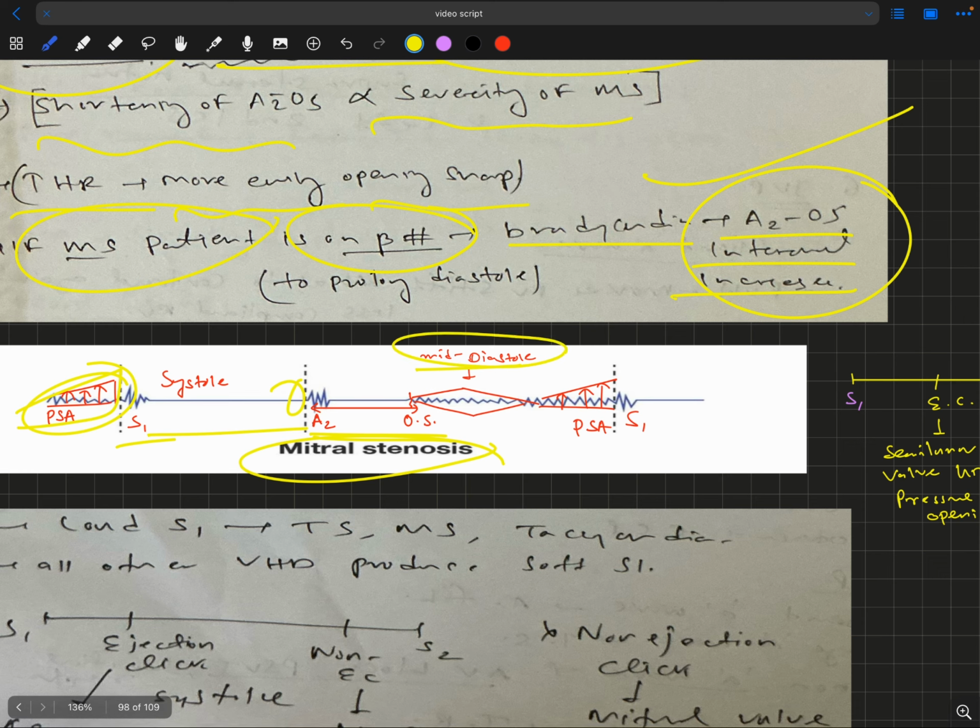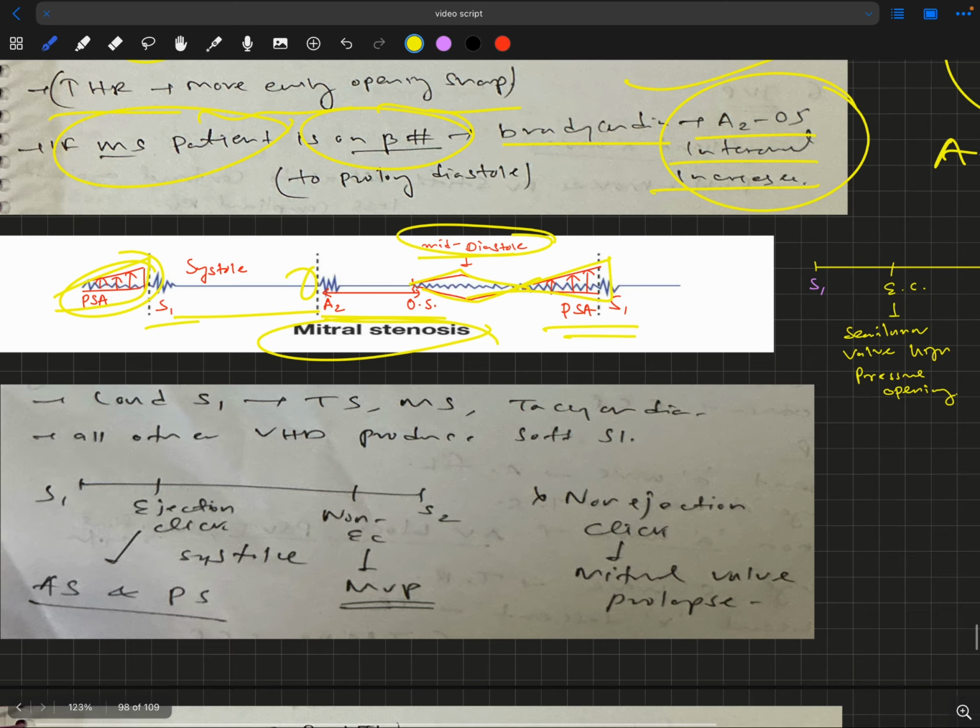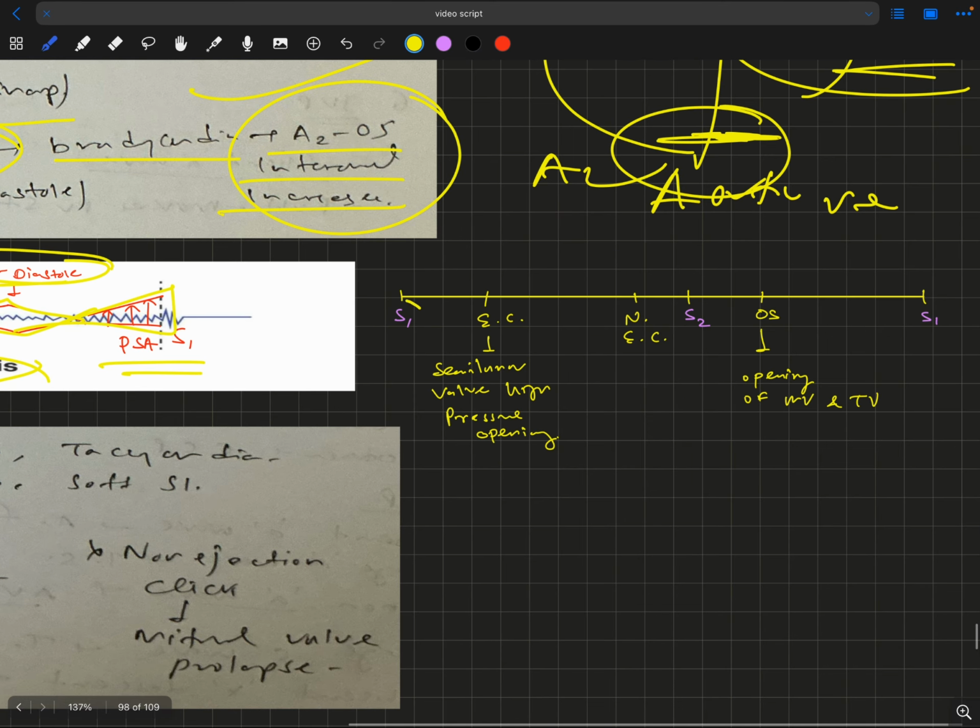So there will be a mid diastolic rough rumbling murmur. This is the mid diastolic murmur, followed by pre-systolic accentuation. We will discuss the murmur later on. So this is the S1.